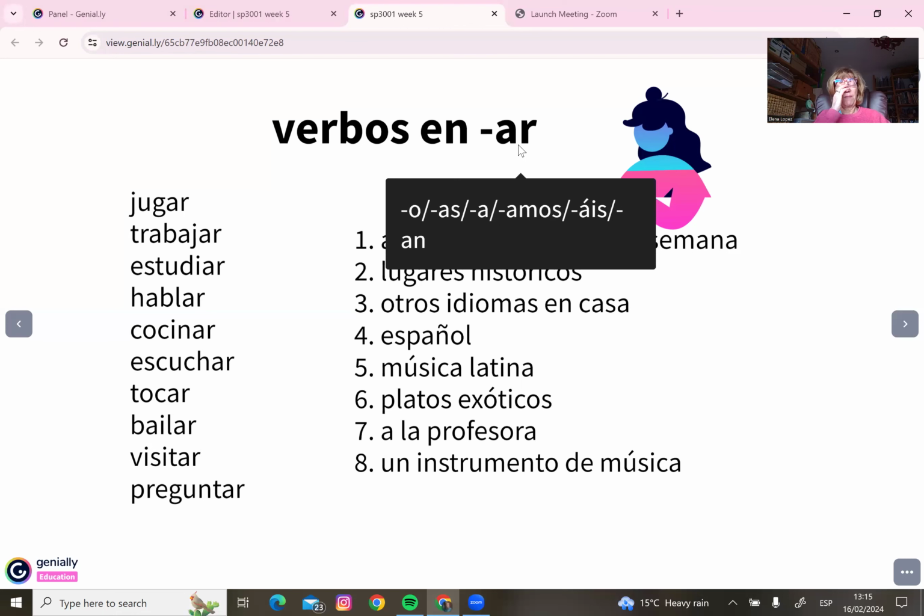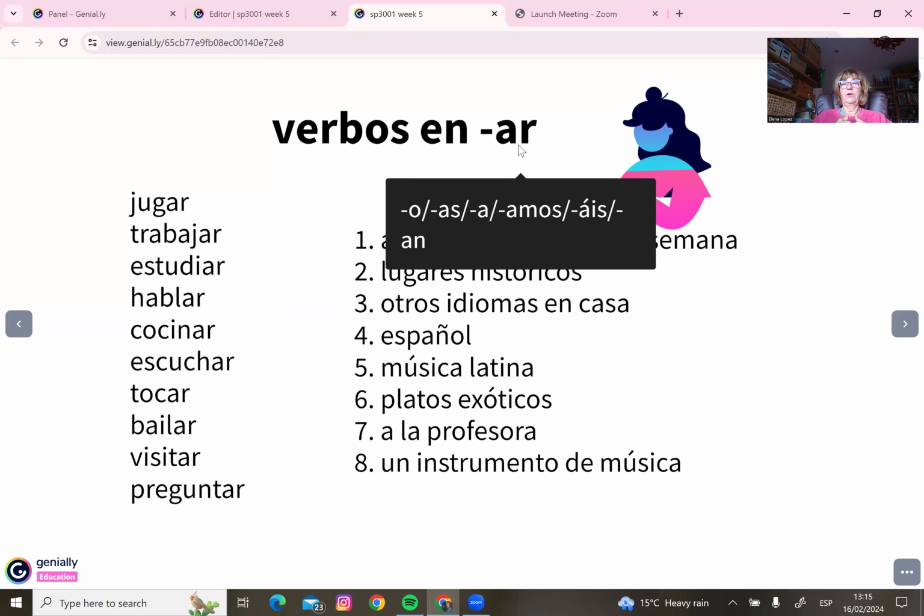For example, trabajo, this is I. Trabajas, and we study the question, ¿dónde trabajas? Trabaja él o ella, he or she, trabaja en un restaurante. Trabajamos, we, trabajamos, trabajáis y trabajan, would be for they.